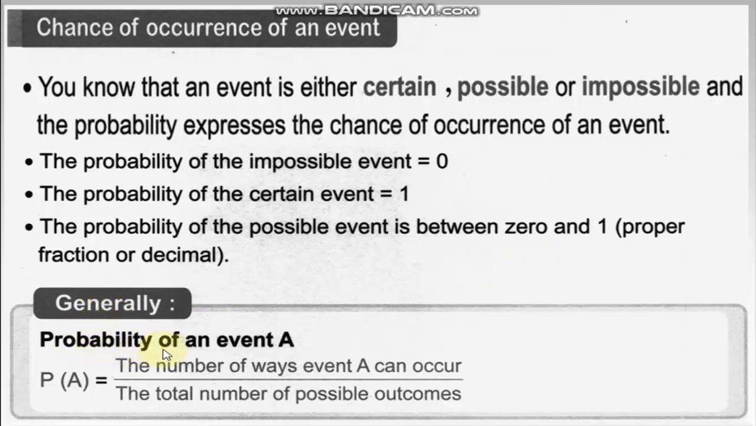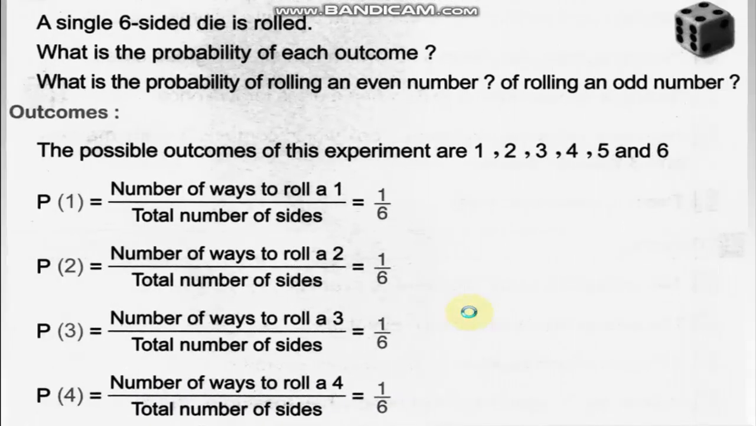Generally, the probability of an event A, P of A, equals the number of ways event A can occur over the total number of possible outcomes. For example, a single six-sided die is rolled. Number 1: What is the probability of each outcome? Number 2: What is the probability of rolling an even number and of rolling an odd number?